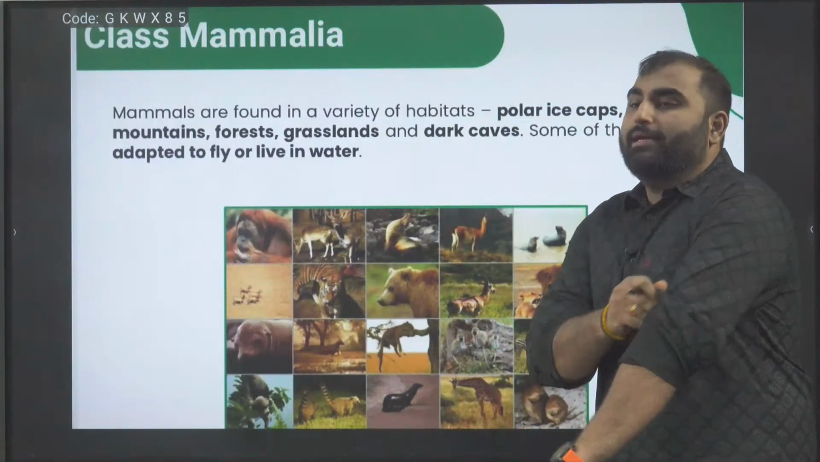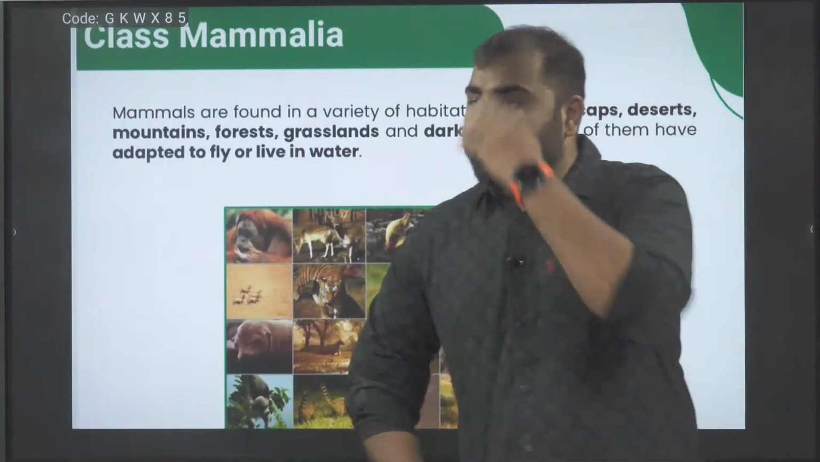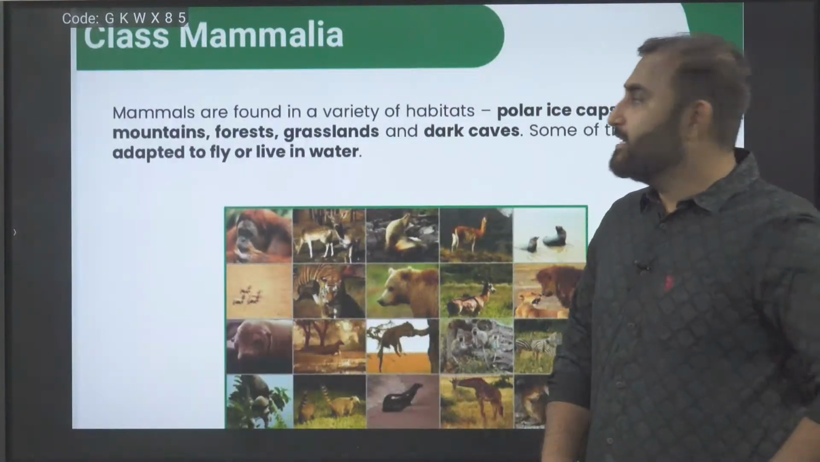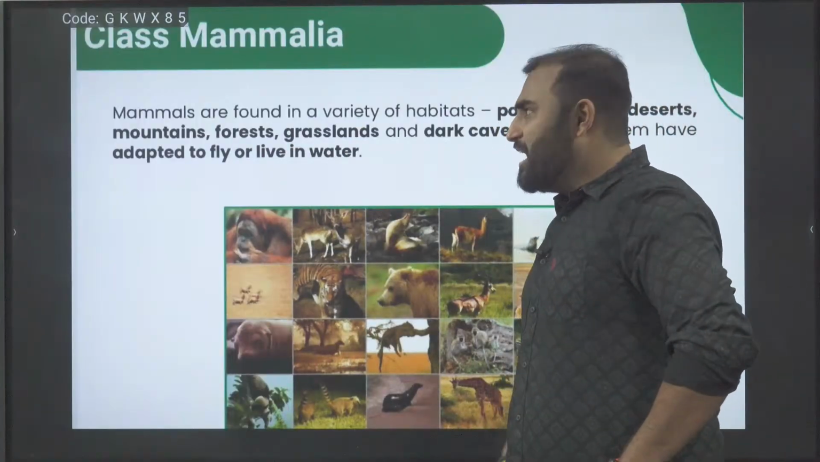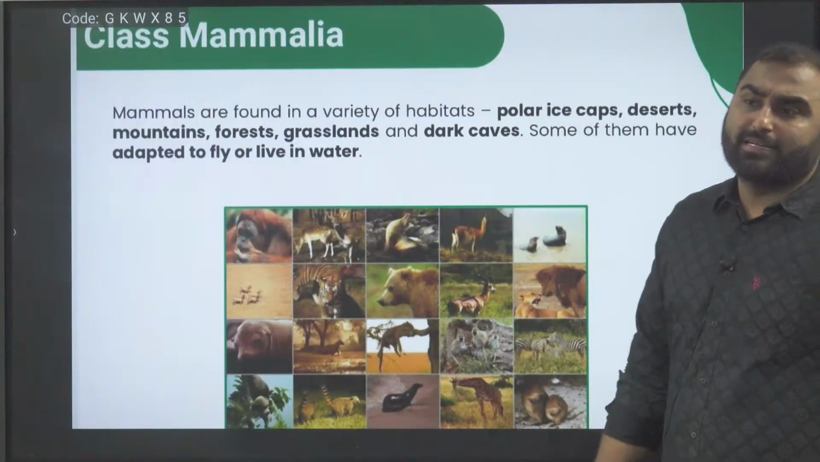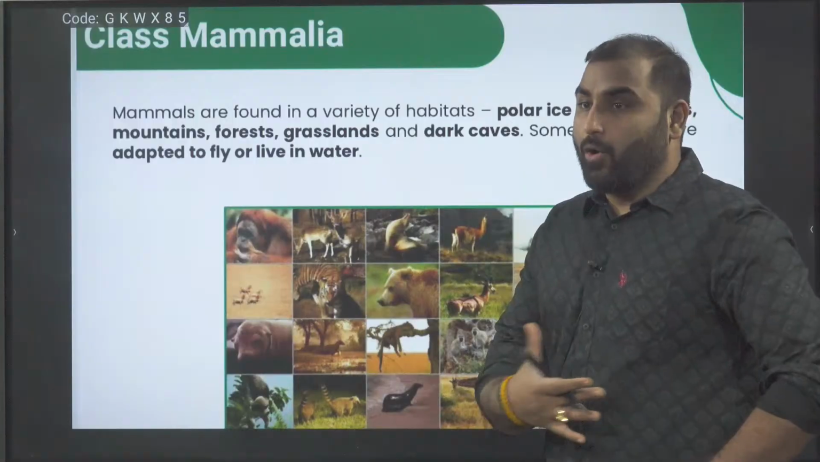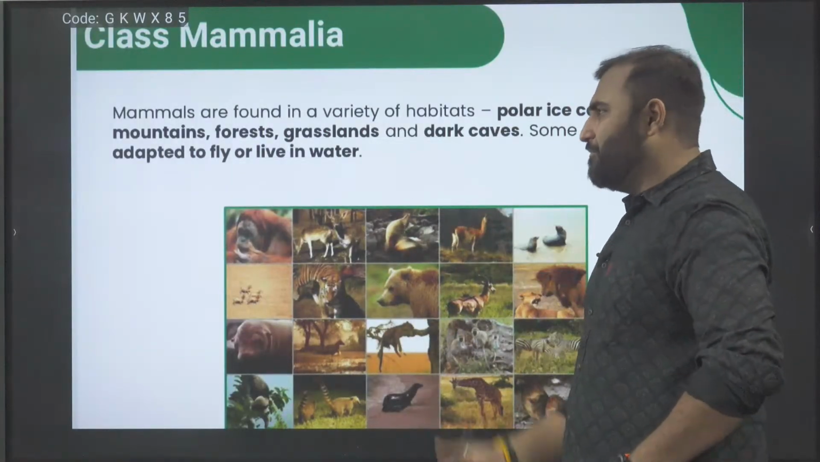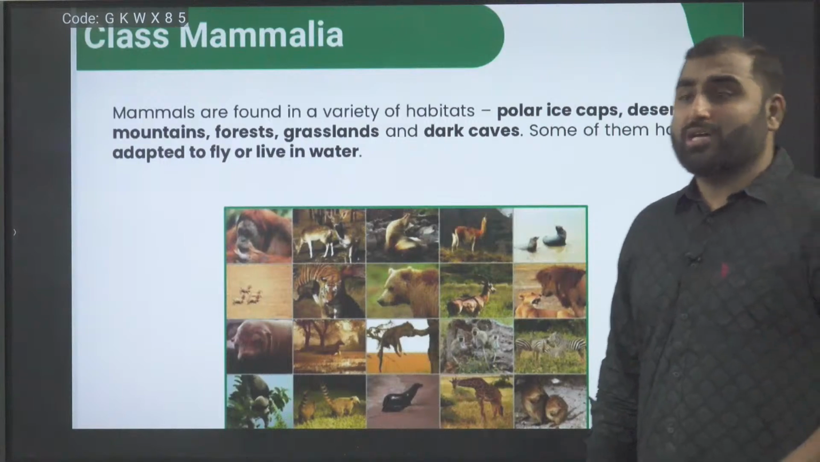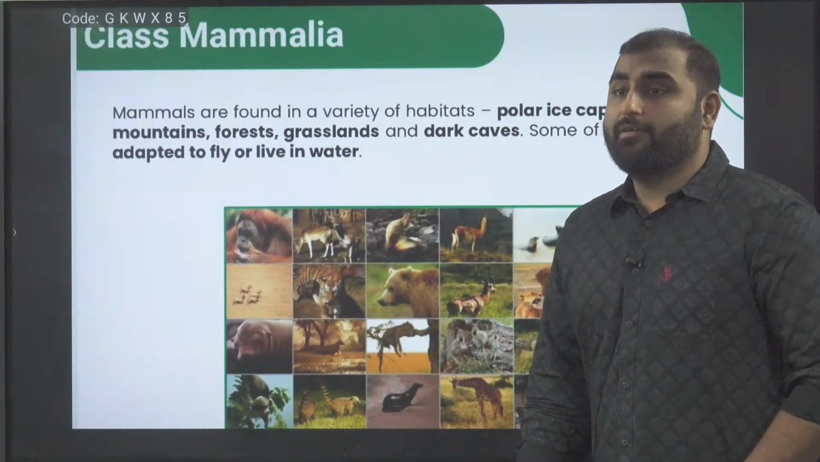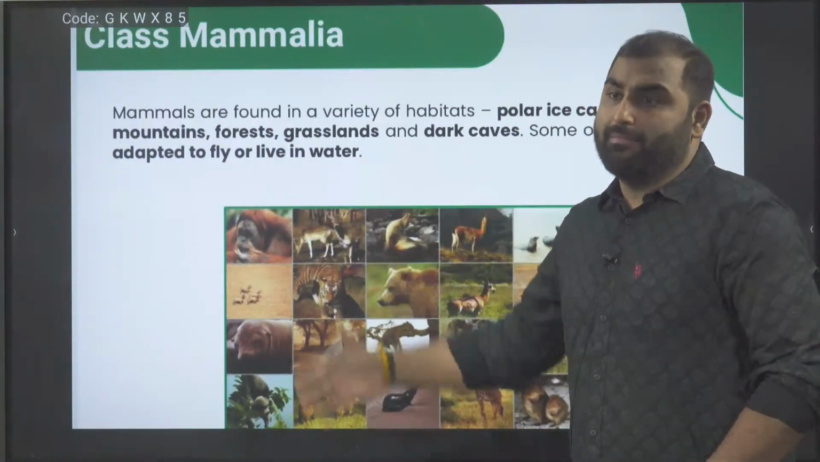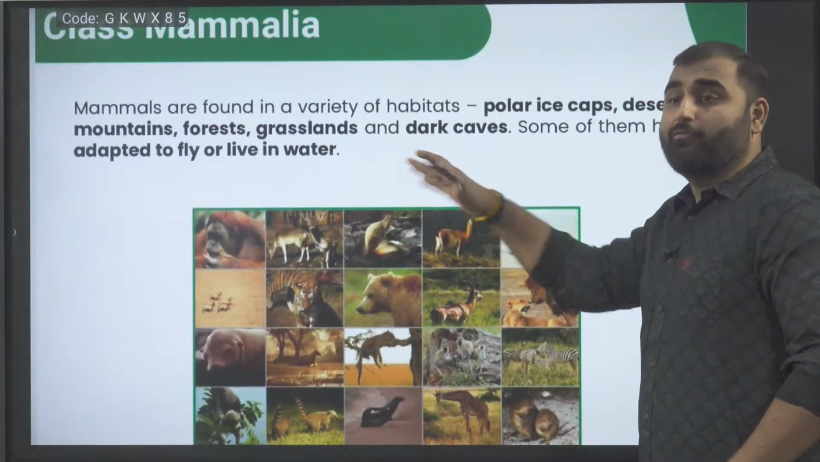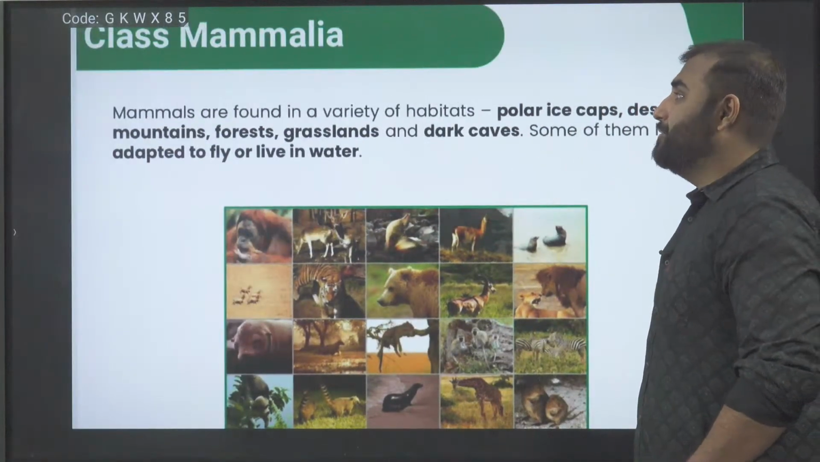So why the name Mammalia? Obviously due to the presence of mammary glands. Mammalia are the most successful vertebrates, I will say, and they are present in all different varieties of habitat, right from polar ice caps to desert, mountain, forest, grassland. There is no such habitat on earth where we will not find mammals. They are adapted to fly also, they live in water also, so highly adapted animals.